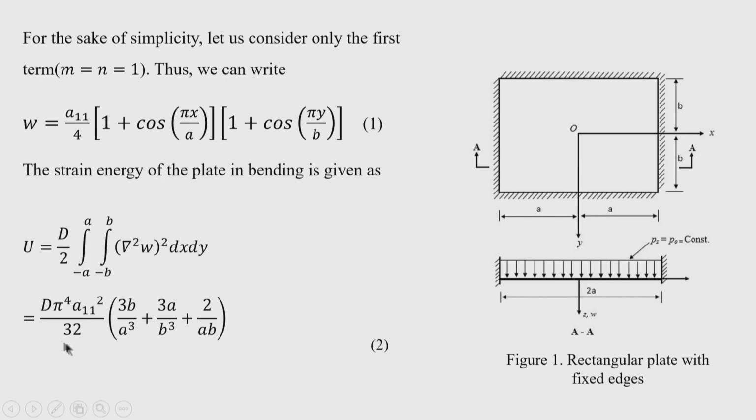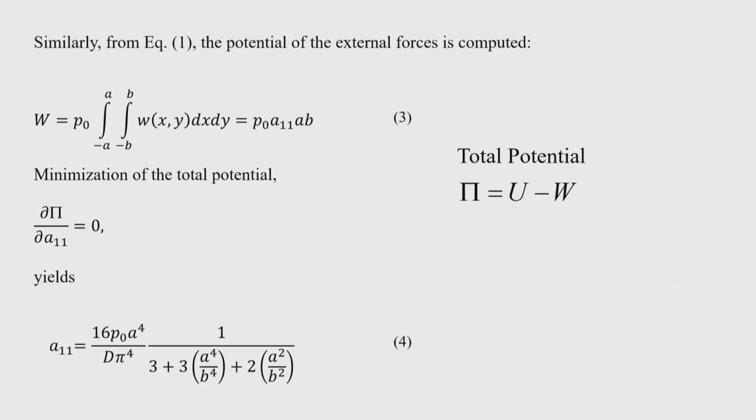So, that A11 square term is appearing in the strain energy expression, which is required, because we will differentiate this strain energy expression, that is, after finding the total potential. So, now let us calculate the work done by the external load.